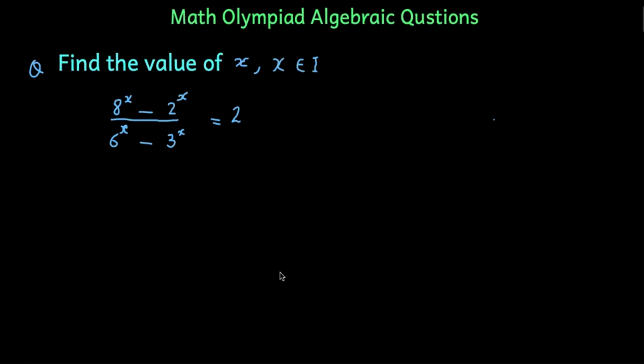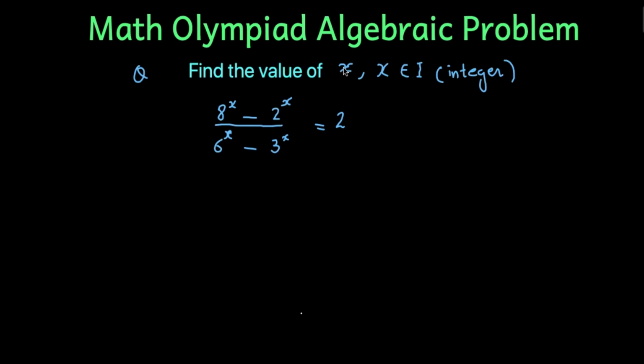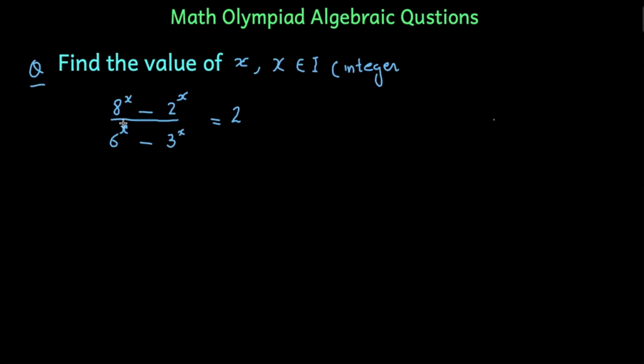Now let's start the first question. Find the value of x, where x belongs to I, meaning integer. Here is the question given. Now you see here, this is the equation: 8 power x minus 2 power x minus 6 power x minus 3 power x equals 2.